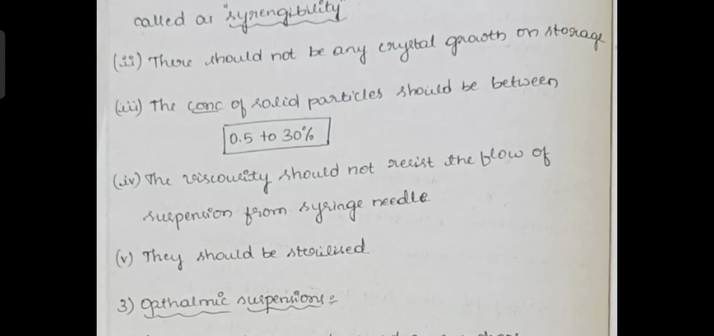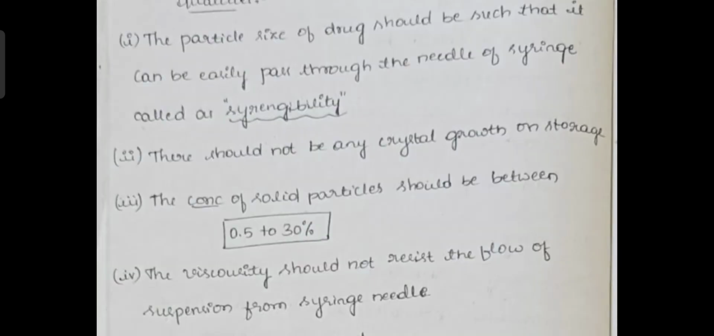The viscosity should not resist the flow of suspension from the syringe needle. After taking into the syringe, there should not be any resistance to flow into the body of the patient. The viscosity should be proper. They should be sterilized. Sterilized means free from the bacteria, molds, virus, anything. They should be sterile in nature, so that there are not any infections in the patient.